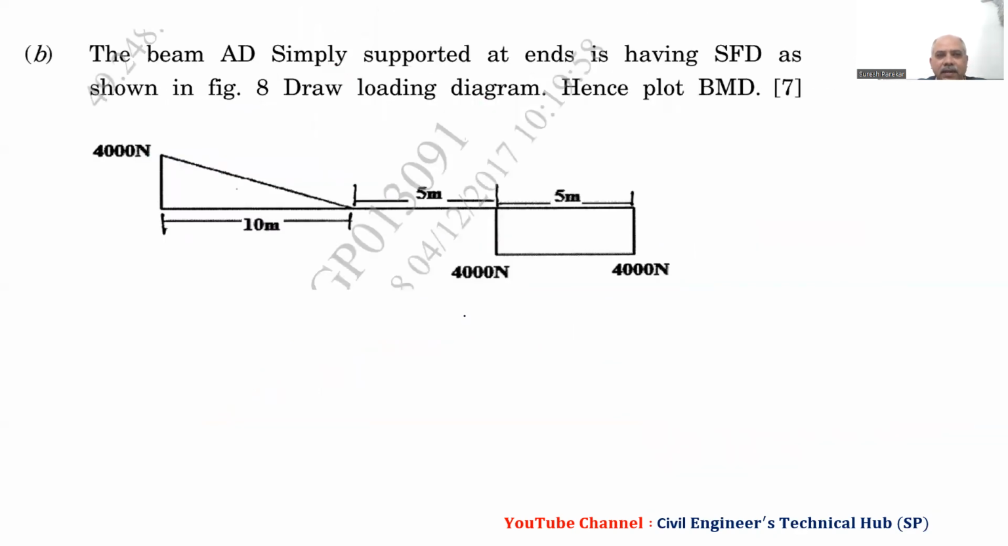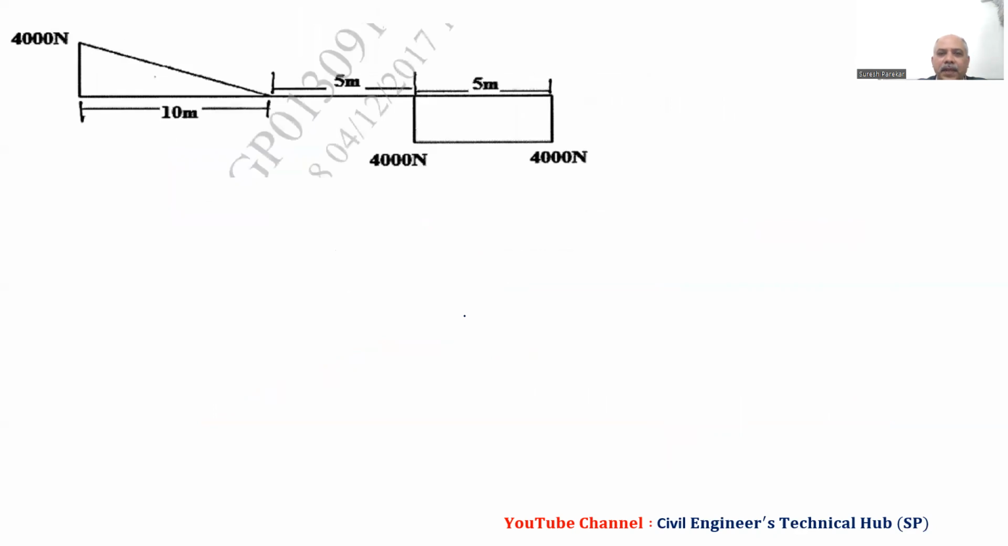Now we have the SFD given in newtons, and we have to find the loading diagram and plot the BMD. For the loading diagram, we know we have only two formulas. We have points A, B, C, D. Now at A, it is final shear force minus initial. Initial we have 0, so 4000 Newton.